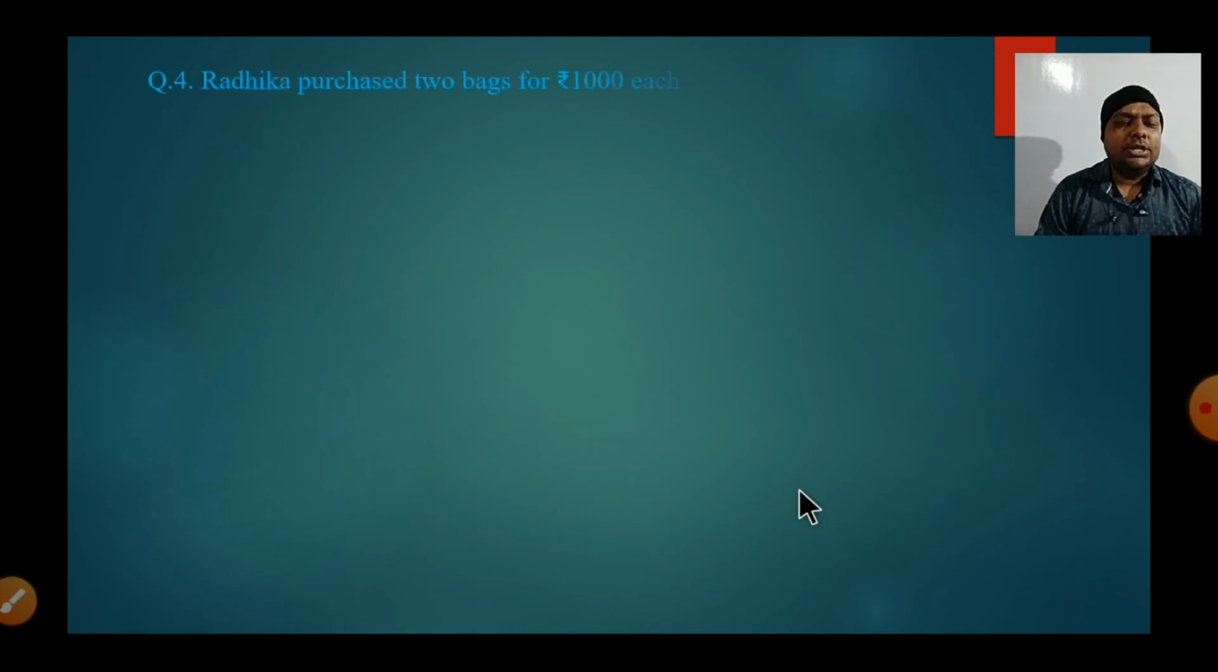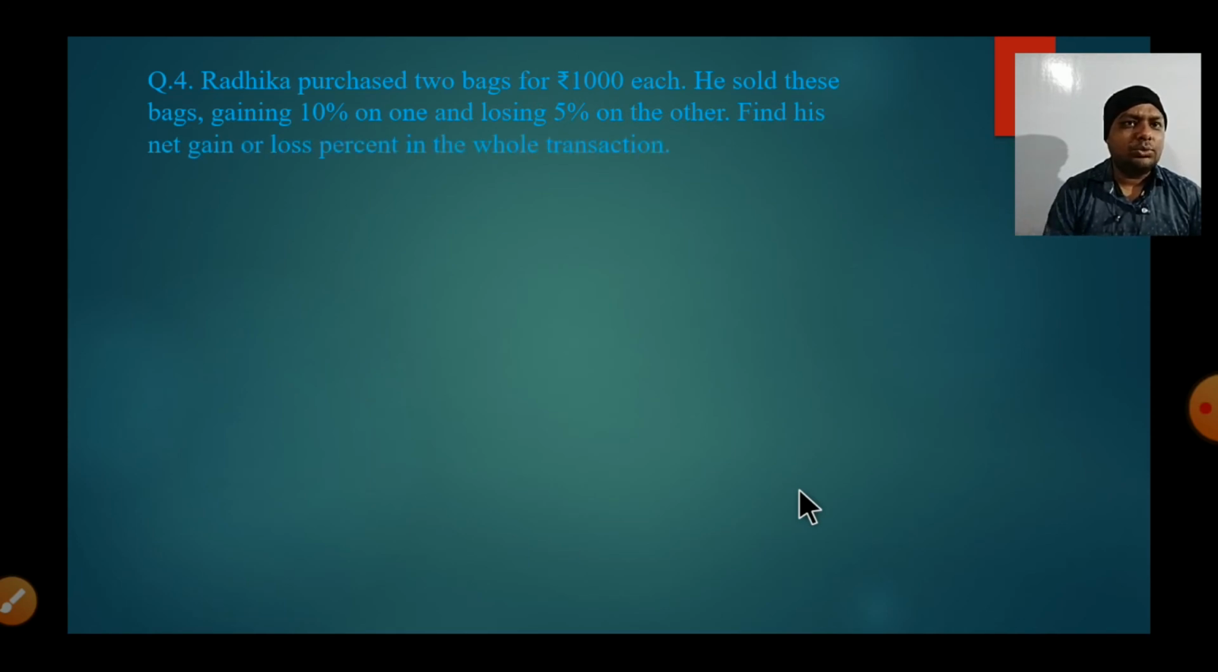Radhika purchased 2 bags for rupees 1000 each. It means the CP of the total bags is 1000 plus 1000, 2000, because the CP of both the bags is the same. But when she sold the first bag, she gained 10%. But after selling the second bag, she lost 5%. So what will be the total gain or total loss percent? Let's see whether it will be gain or loss.